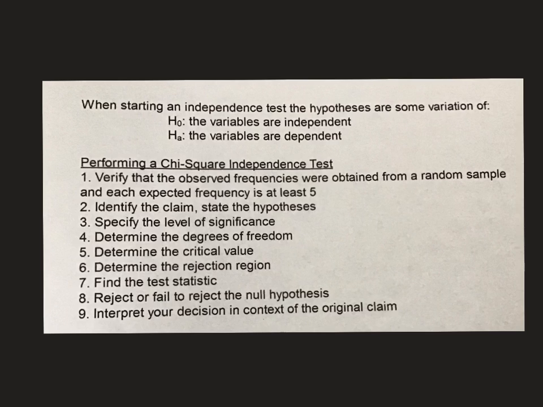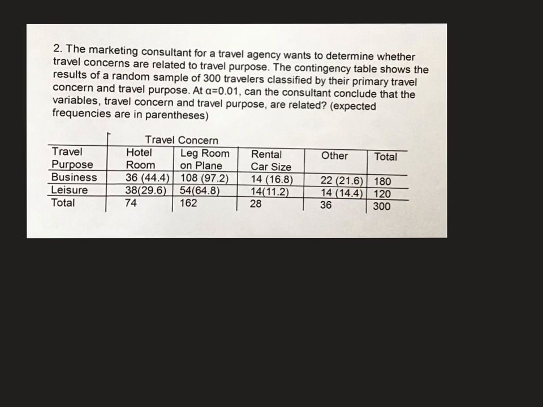When you're performing your independence test, you're going to verify your values came from a random sample. Your expected frequencies are at least 5. You're going to identify your claim and hypotheses, your level of significance, find your degree of freedom, critical value, rejection regions, find your test statistic, reject or fail to reject, and interpret in context of the original claim. So again, exact same thing as it was in section 1, exact same thing that we're doing back in chapters 7 and 8.